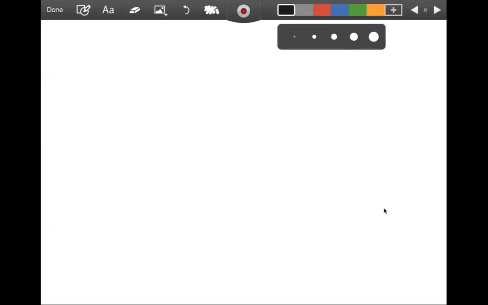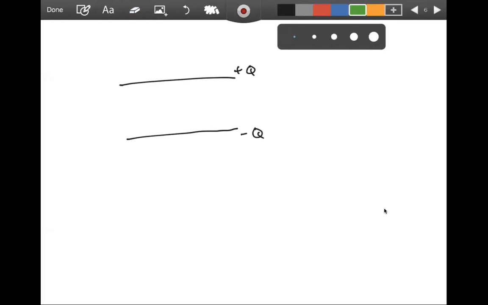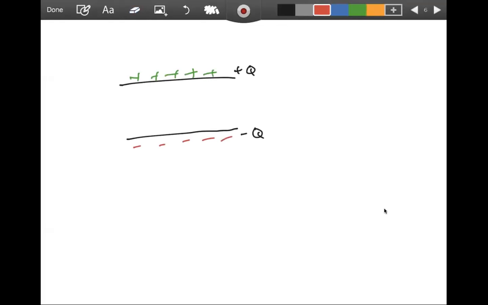So good. Let's look at this example. Again, I have a parallel plate capacitor, with a positive plate and a negative plate. Here's my positive charge Q, here's my negative charge Q. Let's draw some charges: those are my positively charged, and this is my negatively charged. We know our electric field points from positive to negative, so my electric field is going to point in this direction. I'm going to call this side A, this side B.